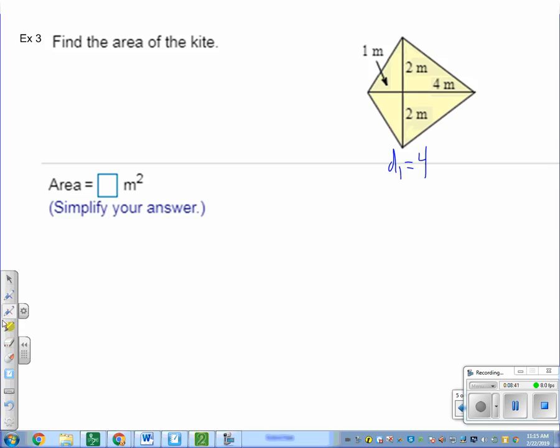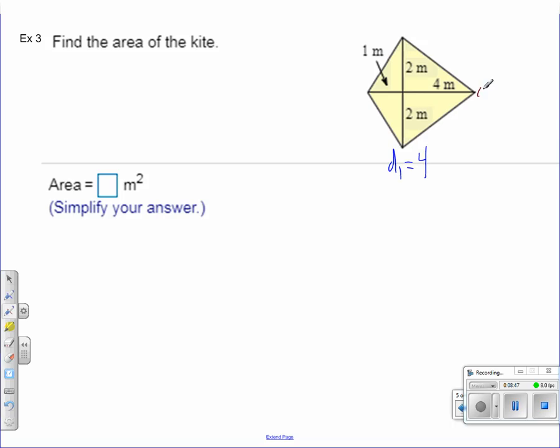What about my other diagonal? This piece right here is 4 meters. This piece right here is 1. What's the total length of my kite? 5, right? 1 plus 4 is 5. This is what I would like you to do right now. We're using the same formula that we did before. I'd like you to work the area for this problem out on your own. Please hit the pause button and work it out and then check your answer. Hit pause right now, please.